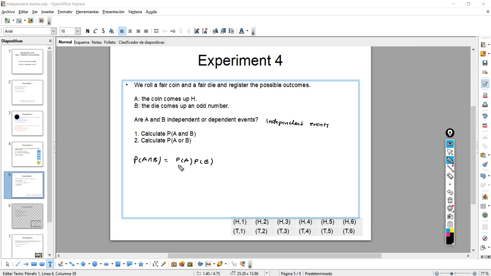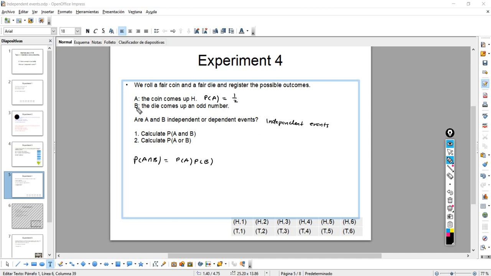And so basically all I need to know is this number, P of A, and this number, P of B. So let's see. What is the probability of event A? The coin coming up heads. That's going to be 1/2. Make sure of that. You can pause the video and make sure about that.